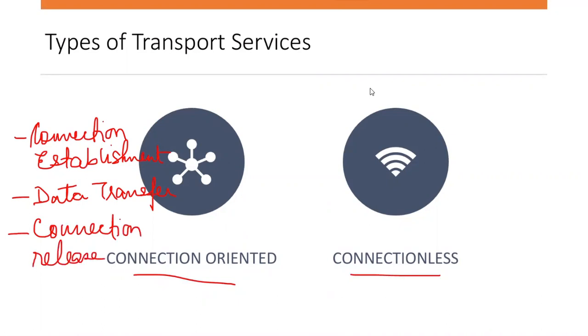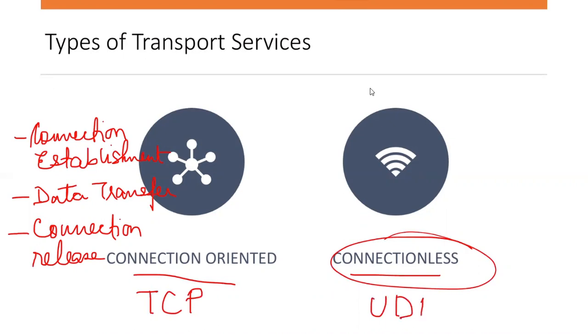Now in the connectionless type of transport service, all these things are not required. Connection establishment and connection release are not required. Instead, when data has to be sent, it is simply sent without establishing a connection. So this is definitely not as reliable as connection oriented service. We will see two protocols in the transport layer. For connection oriented, we will see TCP, and for connectionless, we will see UDP. And we will see various applications where these two are used.